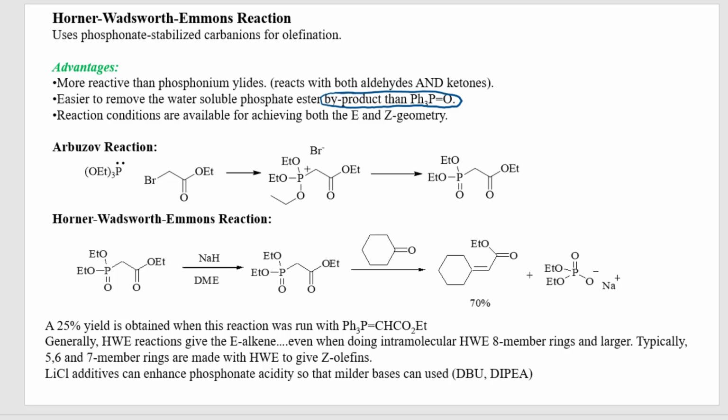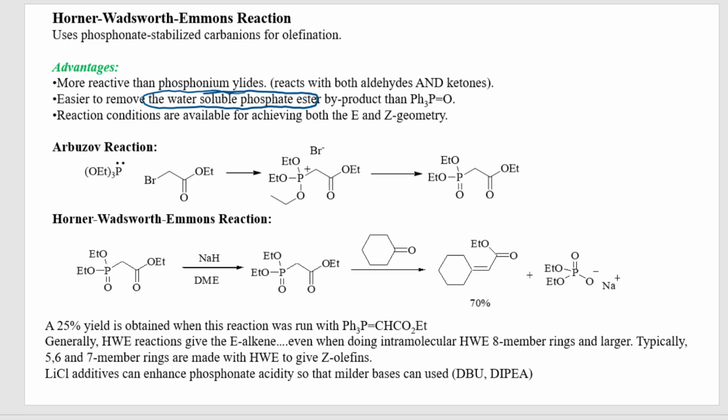So one of the benefits to this reaction is that you end up getting a water-soluble phosphate ester as your byproduct instead. So with simple extraction techniques, your compound hopefully goes into the organic layer, and this water-soluble phosphate ester goes into the water layer. And through extraction processes, you can easily separate out the byproduct. So that's a great advantage.